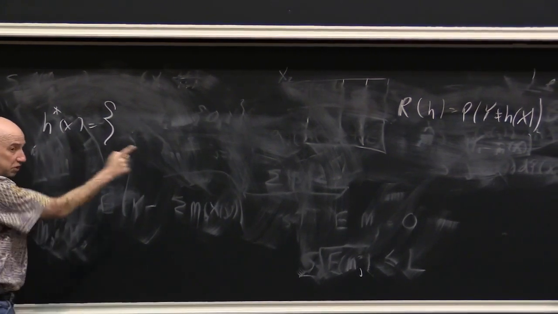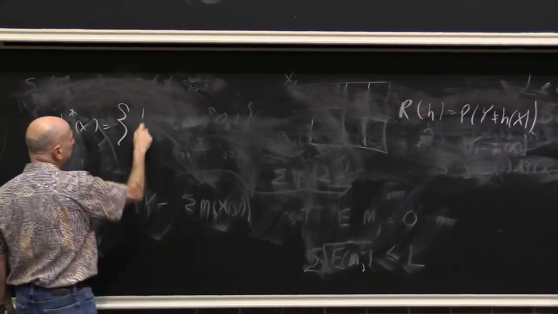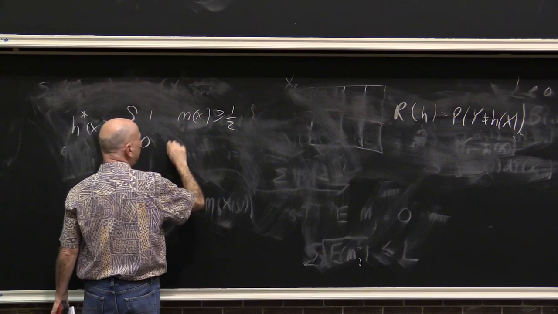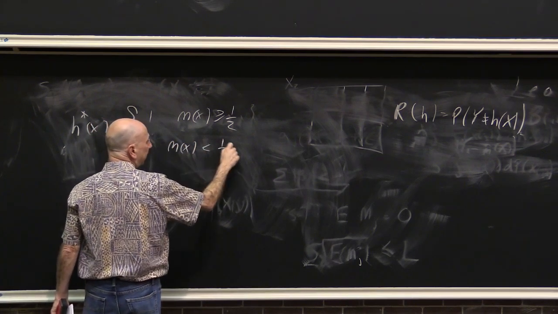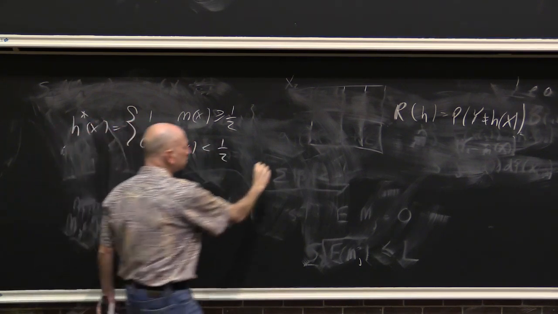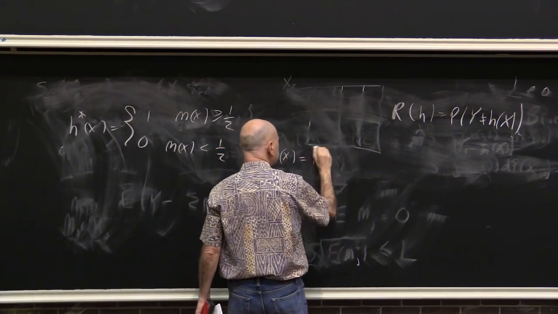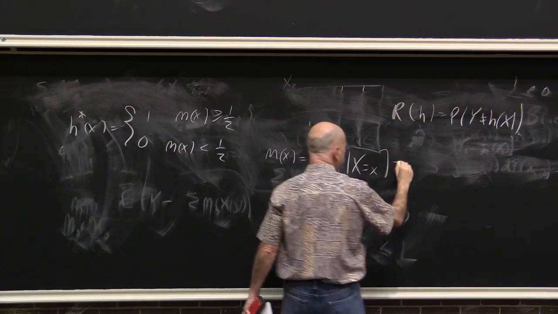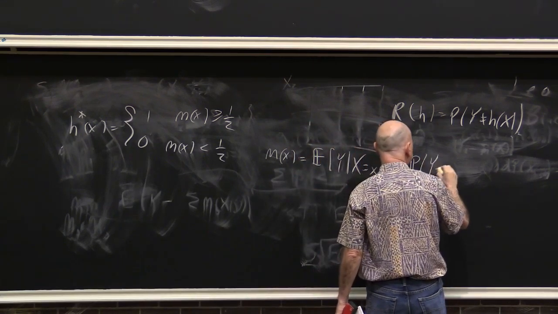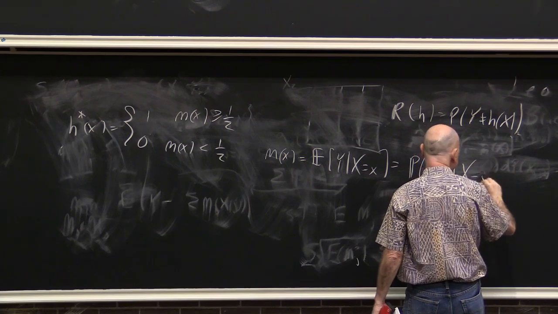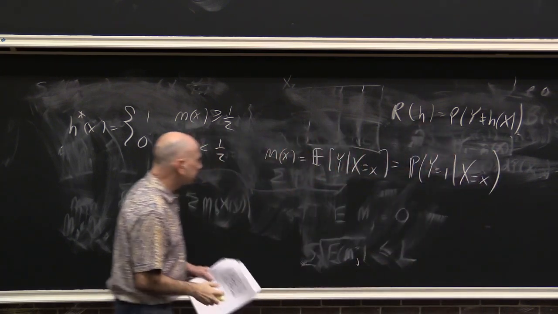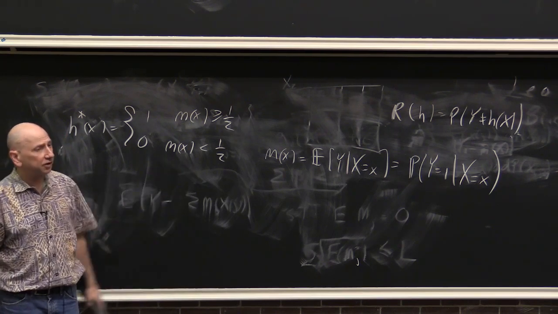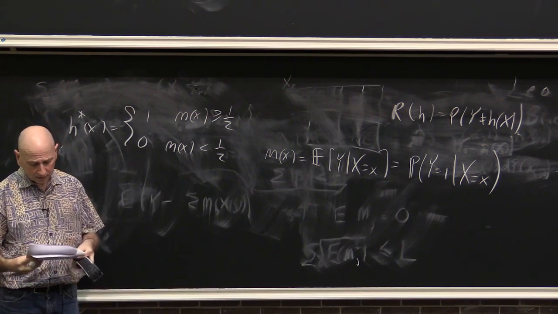And remember that with respect to that particular risk function, the best classifier is based on the regression function, which is: if the regression function is bigger than a half or less than a half, you classify as 1 or 0. So m of x is the mean of y given x. Or since y is binary, that's the same as the probability that y is 1 given x. So there's this intimate connection between classification and regression because the best classifier is really just thresholding the regression function.